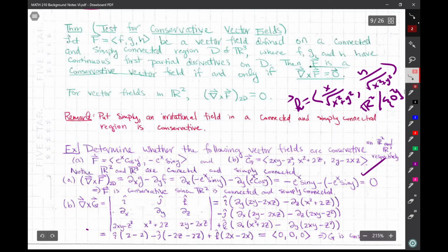G is in R3, so we have to take the curl. And we take the curl this way in R3. We get the expression that you see there, and we get 0, and therefore G is also conservative, since R3 is connected and simply connected.